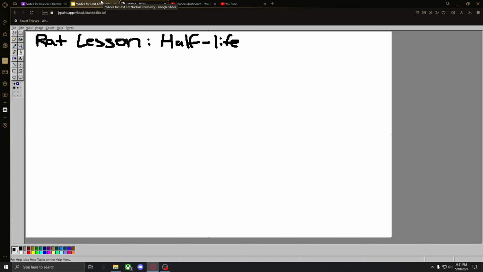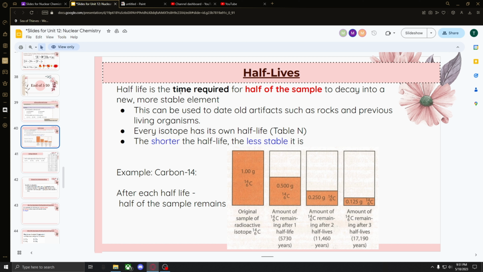One thing you need to know about half-life is that it is the time required for half of the sample to decay into new or more stable elements. This can be used to date old artifacts, such as rocks and previously living organisms. Every radioisotope has its own half-life in Table N of your reference table. The shorter the half-life, the less stable it is. So remember that: the shorter the half-life, the less stable it is.